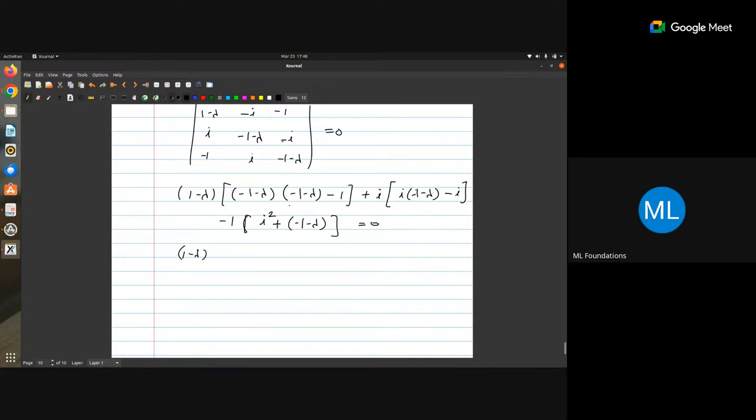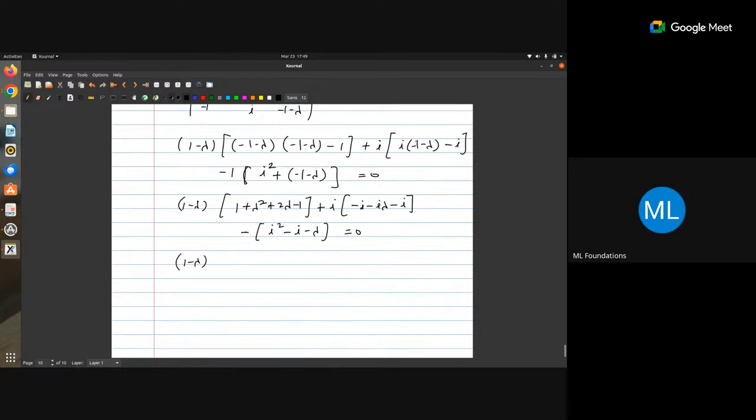1 minus lambda times this will be plus 1 plus lambda square. This becomes plus lambda, this is plus 2 lambda minus 1, plus i into minus i lambda, minus i, then here it is minus of i square, minus i, minus lambda, equals 0. So this is 1 minus lambda, here it is lambda square plus 2 lambda, here this becomes plus i times minus 2i minus i lambda, and here this will become minus of i square minus i minus lambda equals 0.